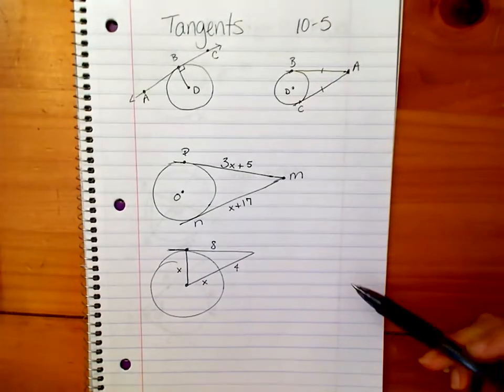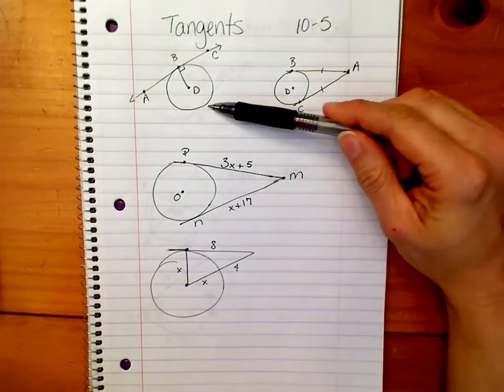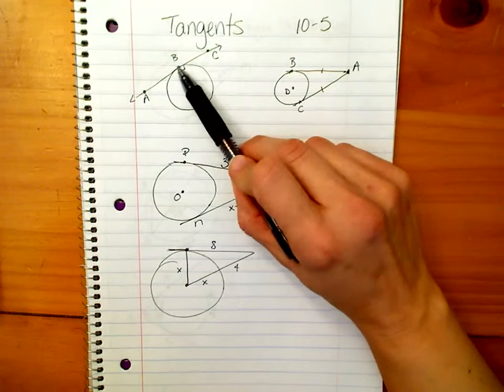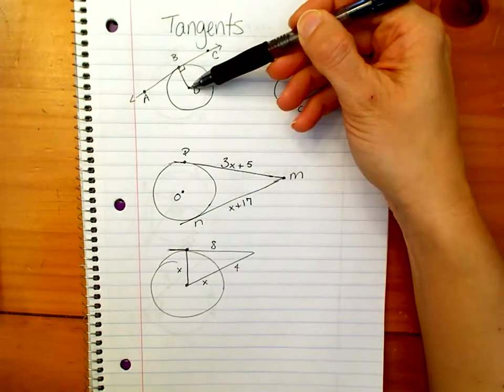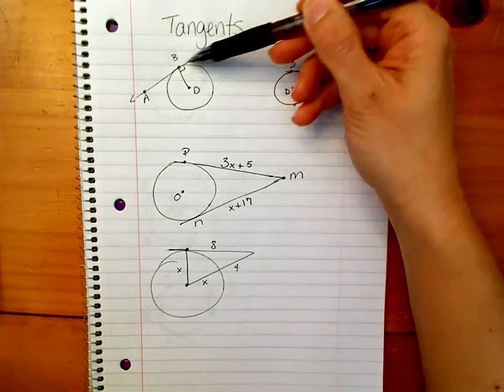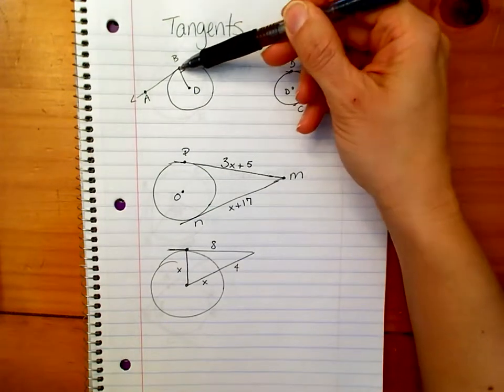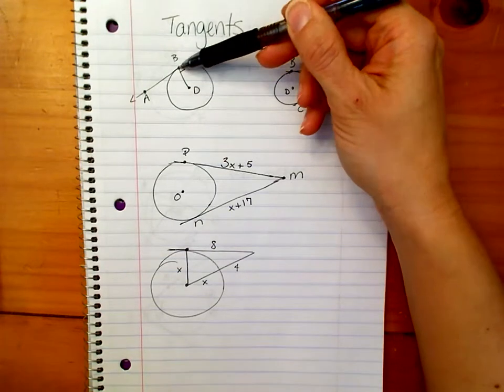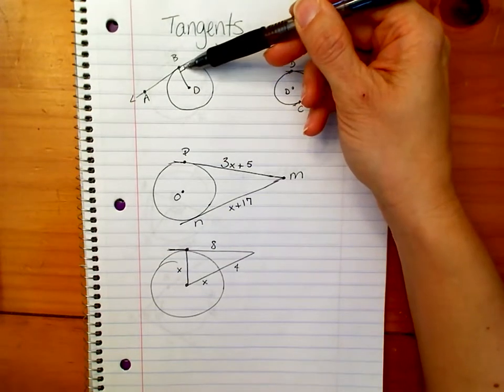This lesson has a couple theorems on tangents and how to use them. The first theorem says that a tangent is a line that just touches the circle in one point. If you draw a radius to the point of tangency, which is what that point is called when the line touches the circle, the radius drawn to the point of tangency is always a right angle.